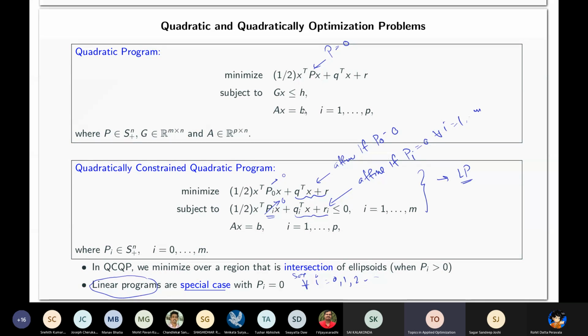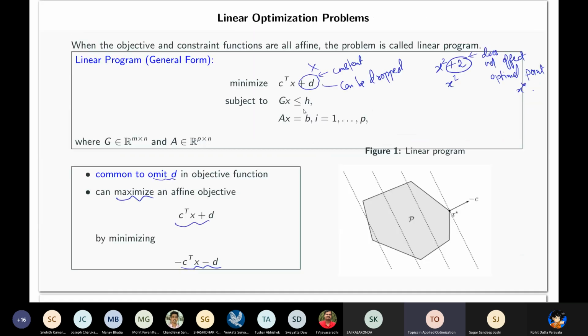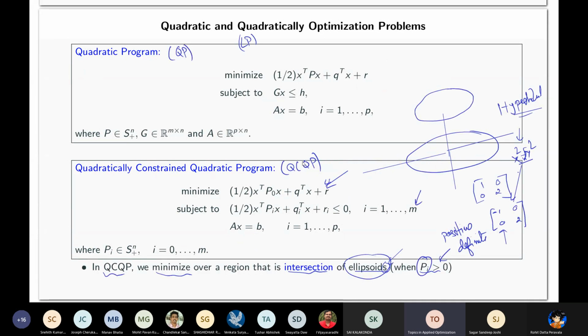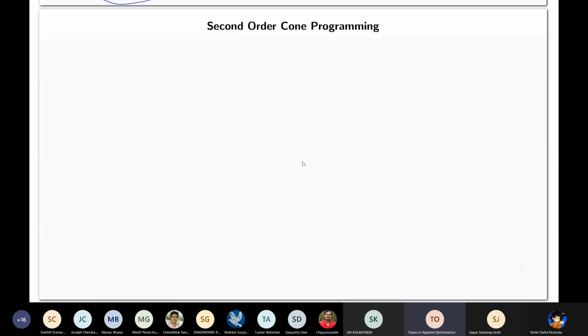Naturally, if your problem is LP, then you should use a specialized solver for LP. You should not use a solver that is meant for this. You will unnecessarily do a lot of computation. So that's why it's important to identify which type of problem you are solving.